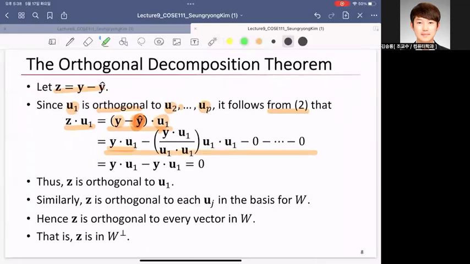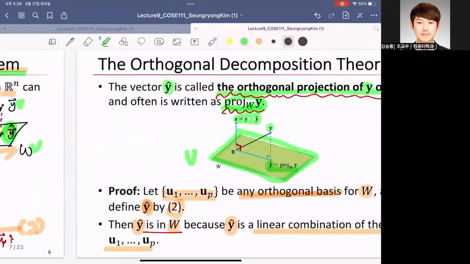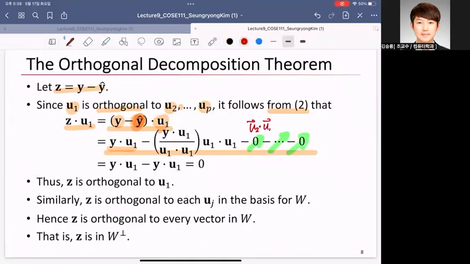The other terms are zero, because u2 inner product u1 and the rest are also normally zero, so the remaining term is zero from this one. And then from the second term, this one is going to be 1. These two terms can be eliminated. Then y inner product u1 minus y inner product u1 is going to be 0. So in other words, vector z is orthogonal to u1.